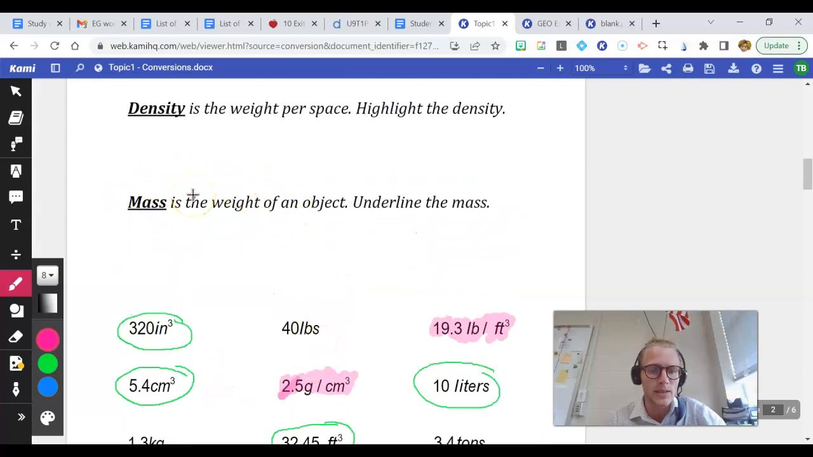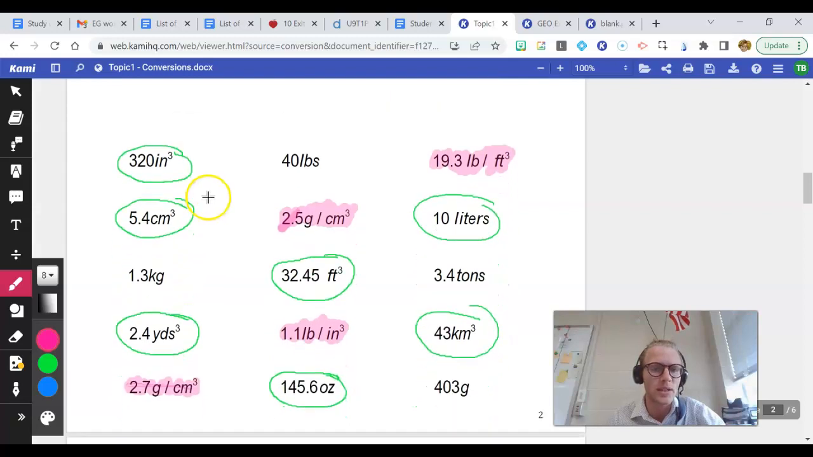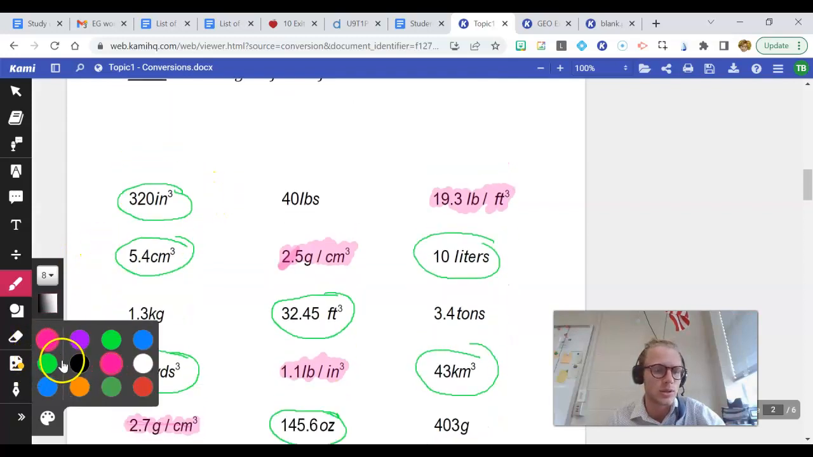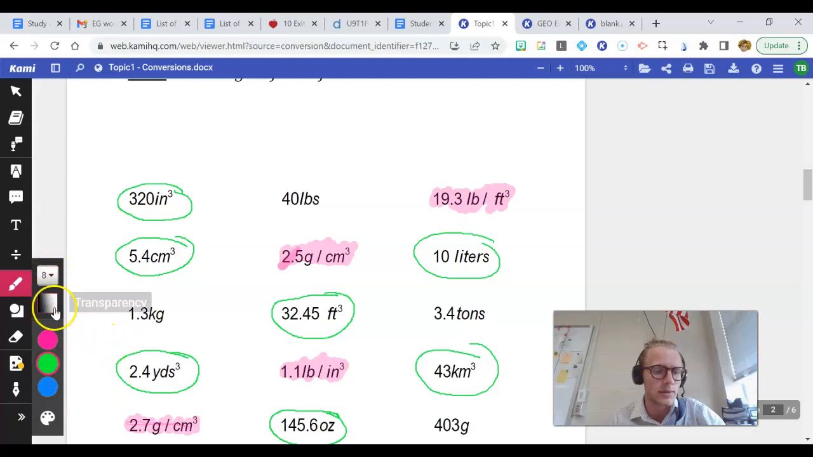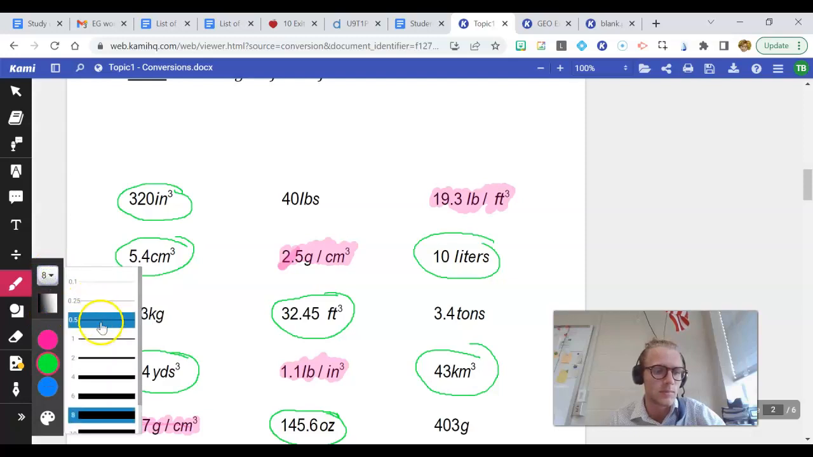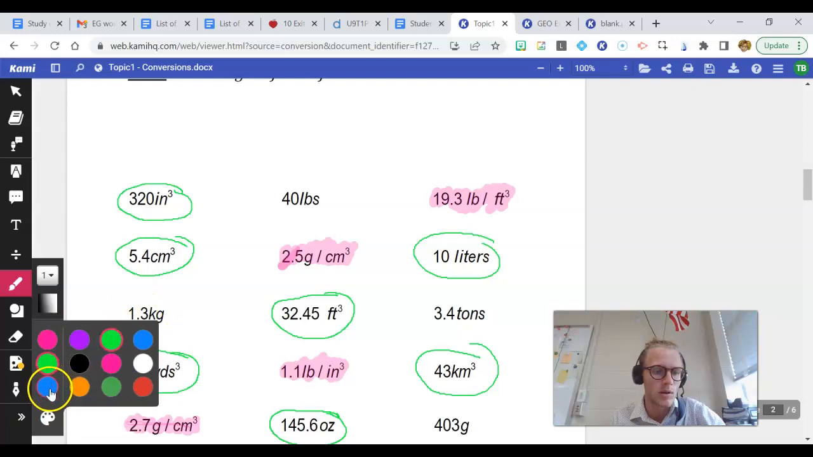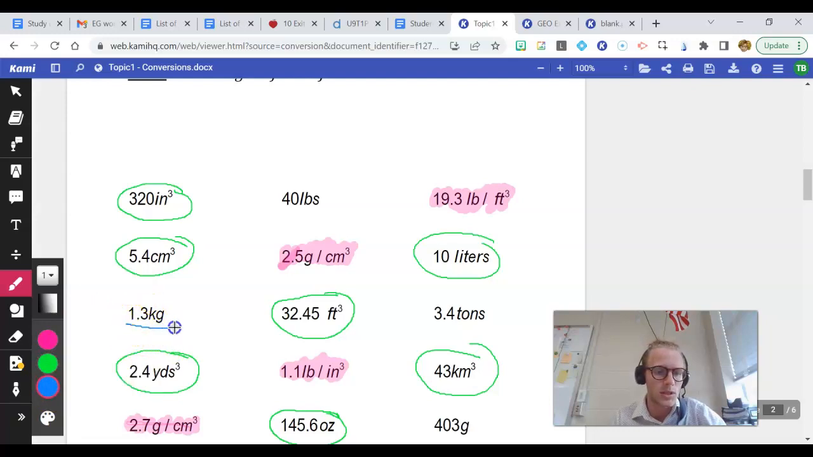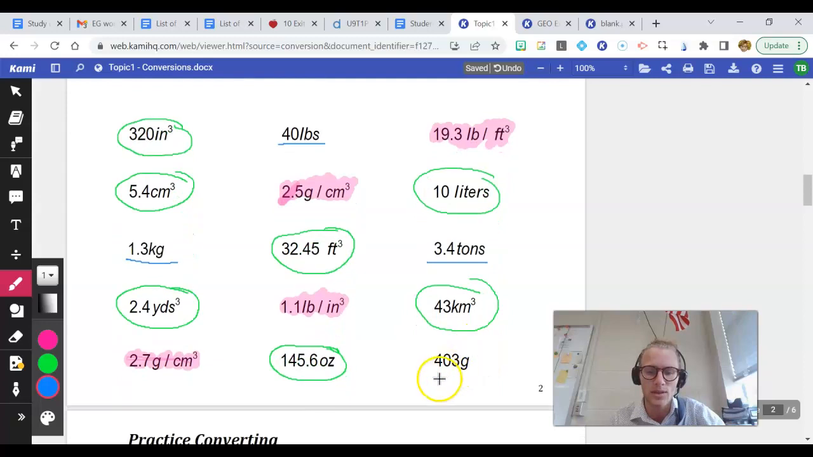And finally, mass. Mass is the weight of an object, and it wants us to underline. So let's underline. And we'll go with blue. So the ones that are left, yes, would be weight. Kilograms is weight. 40 pounds is weight. 3.4 tons, which is 2,000 pounds. A ton is 2,000 pounds. And then 403 grams. Those are weight. Okay, so being able to tell the difference between those is super important.